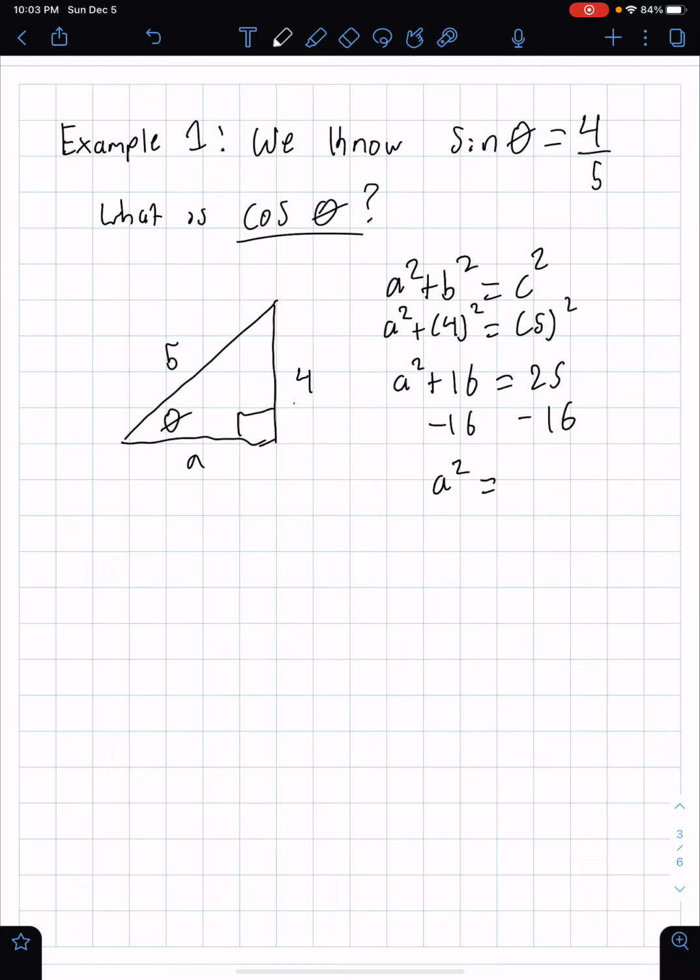A squared is equal to 9. Then we take the square root to solve for a. A is equal to 3. So going back to SOHCAHTOA, we know that cosine of theta is equal to adjacent over the hypotenuse, which is equal to 3 over 5.